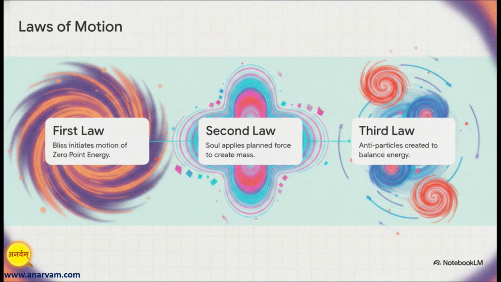By the second law, the Soul entity applies a well-planned force, again via the hum, to accelerate those energies, literally creating particle mass based on that acceleration. And finally, the third law dictates that transforming pure energy into particles in an empty void requires the simultaneous creation of corresponding antiparticles to maintain perfect energy conservation.